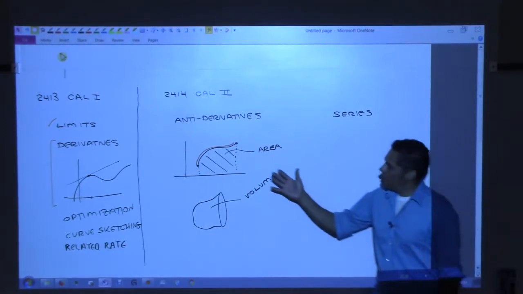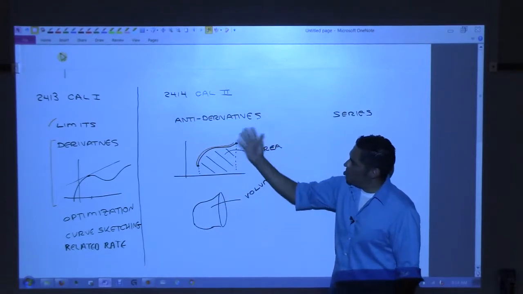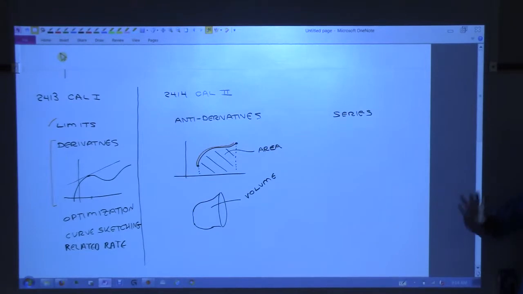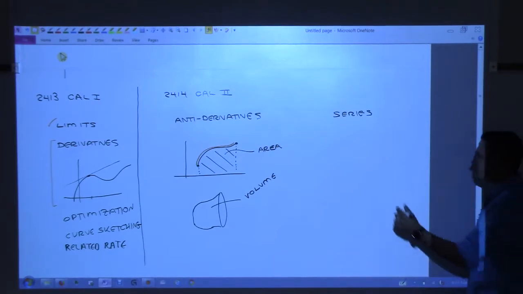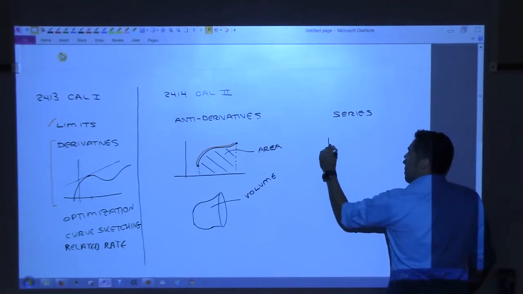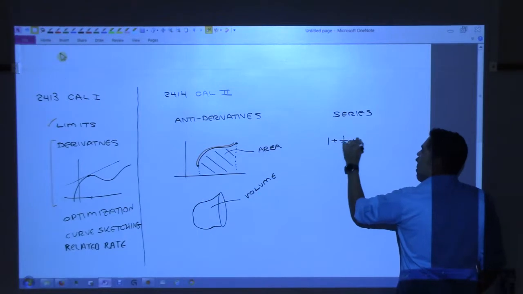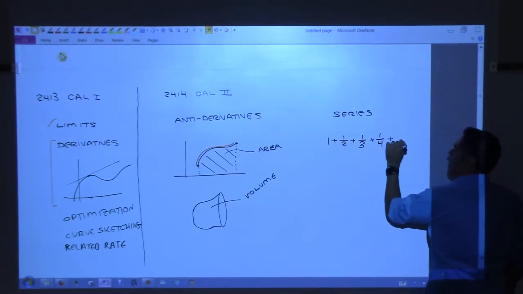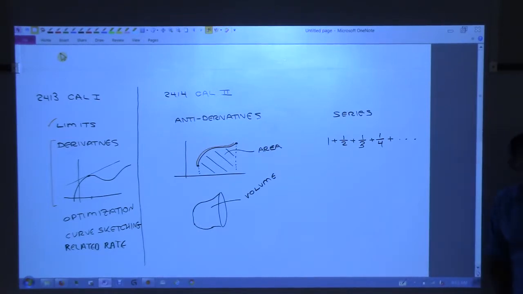So I've given you some idea of how we'd use antiderivatives, but what are series, right? Like what is a series? And let's not get too much into it, all right, because we will spend time on it. But just to give you an idea, what would happen if I took 1 plus a half plus a third plus a fourth and I kept doing that forever? Would that add up to be a number, or would that just become infinitely large? What do you think? What's your gut tell you here?